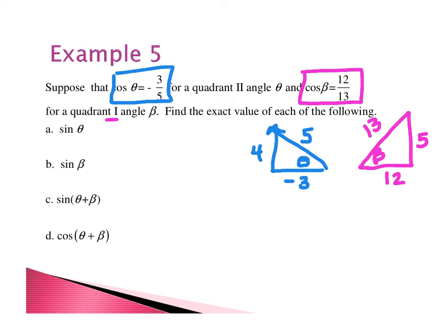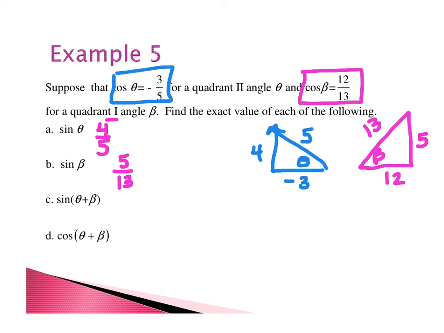So now A says find the sine of theta. Theta is my blue triangle. Sine would be opposite over hypotenuse, which in that triangle is 4 over 5. Then it says sine of beta. Beta is my pink triangle. Opposite over hypotenuse is 5 over 13.